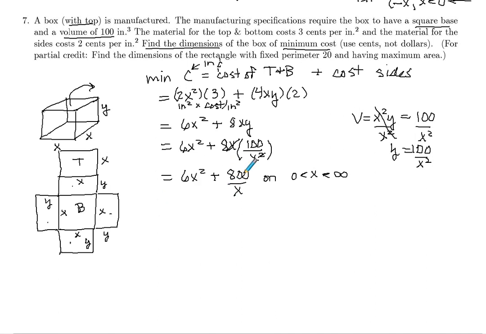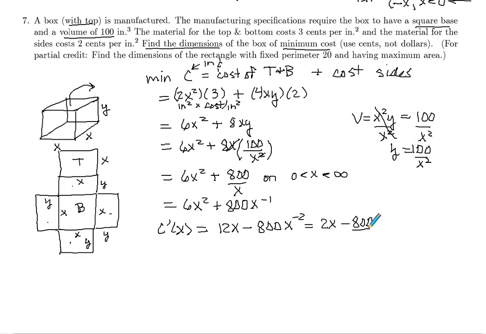Alright, so this is our cost. And let's actually rewrite this with a negative exponent. It'd be a little easier to do the derivative. 6x squared plus 800 x to the negative 1. And now let's find our derivative. C prime of x then is going to be 2 times 6, which is 12, x, minus 1 comes down, minus 800 times x, subtract 1 from your exponent to the negative 2. And that's the same thing as 12x minus 800 over x squared.